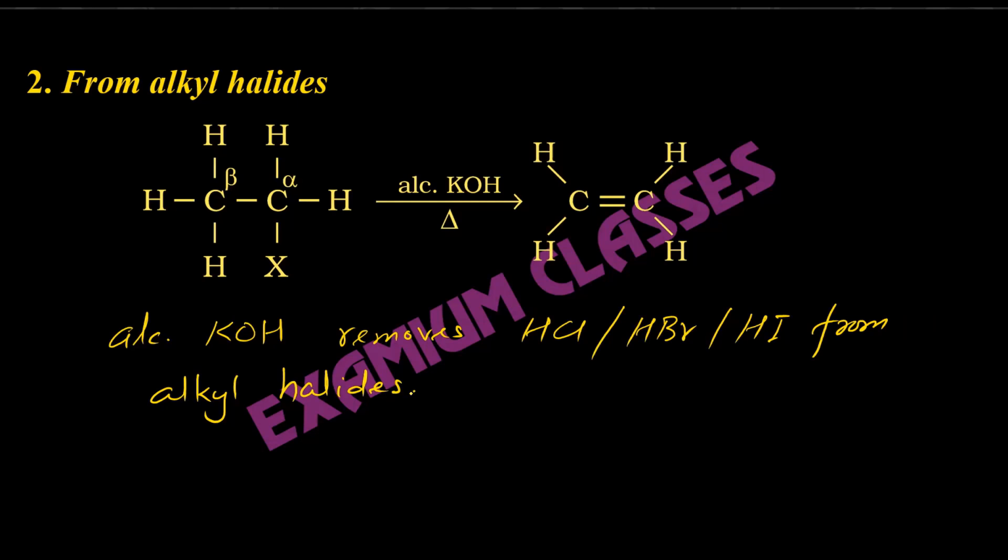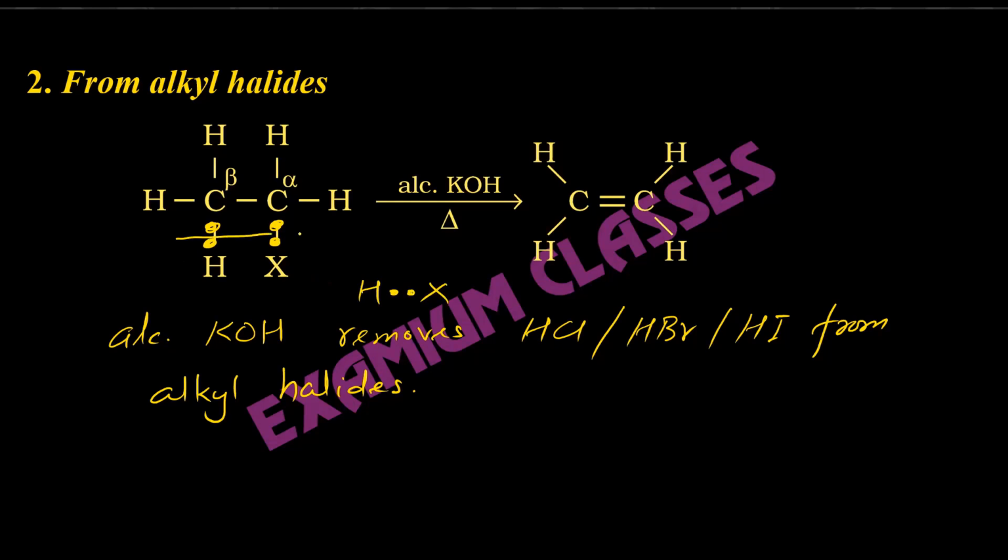So what will it remove? It will remove this part, hydrogen and halogen. So if it removes it, what will happen? There are 2 electrons in this bond. So if HX is removed, it will leave a bond which has 2 electrons.